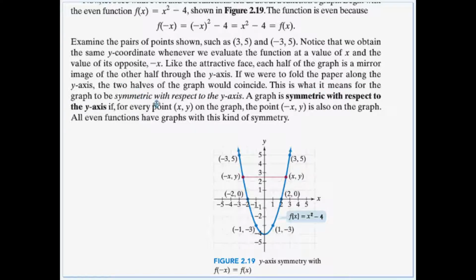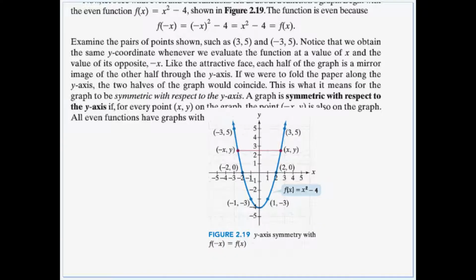This is what it means for a graph to be symmetric with respect to the y-axis. The graph is symmetric to the y-axis if for every point (x, y) on the graph, (negative x, y) is also on the graph. All even functions have this kind of symmetry.